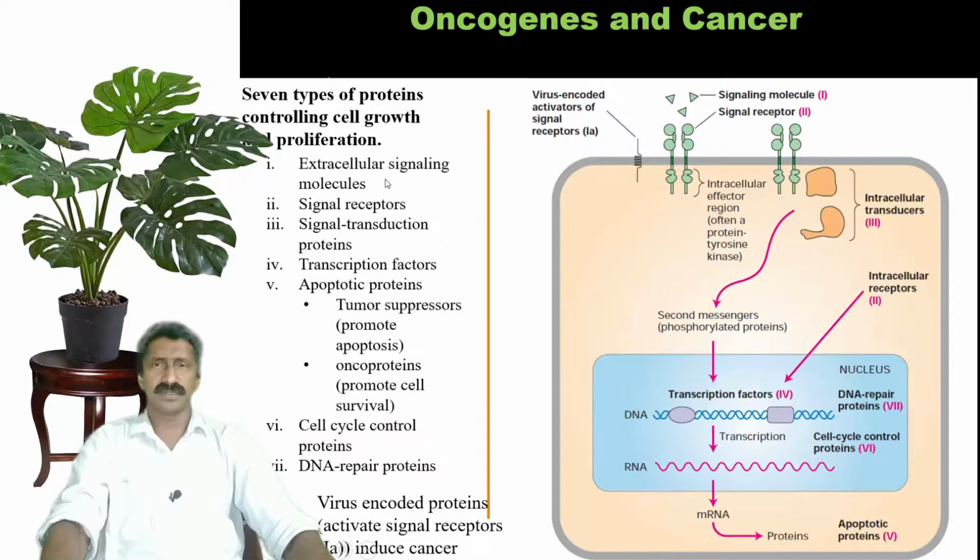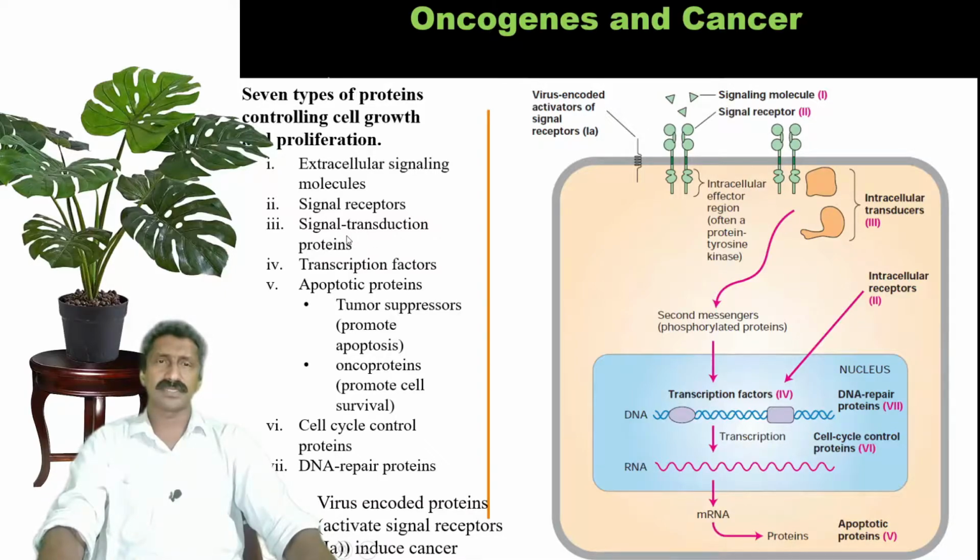The first one is extracellular signaling molecules, maybe growth hormones or some other proteins that will act as signals for the gene expression or regulating the gene expression in the cells. So they are signaling molecules, the first one. Then signal receptors. Of course, if there are signaling molecules, there should be signal receptors which will receive the signals and transfer them to the cell. So the second stage is the signal receptors.